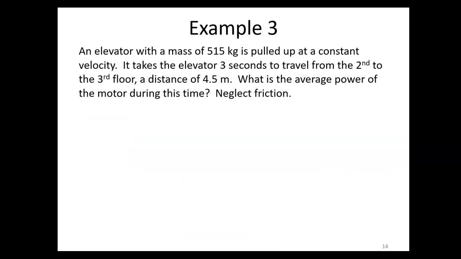And let's look at one more example of power. We have an elevator that's being pulled up at a constant velocity, and it takes 3 seconds to move from the second floor to the third floor, which is a vertical distance of 4.5 meters. Now, what kind of work is being done here? We are not given the force that's being applied by the motor, and so we're going to have to figure out how much work was done by looking at the change in the energy of the elevator. And so what's changing here is the height. It moved up 4.5 meters higher.